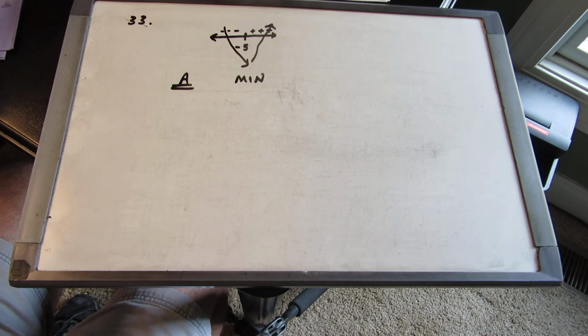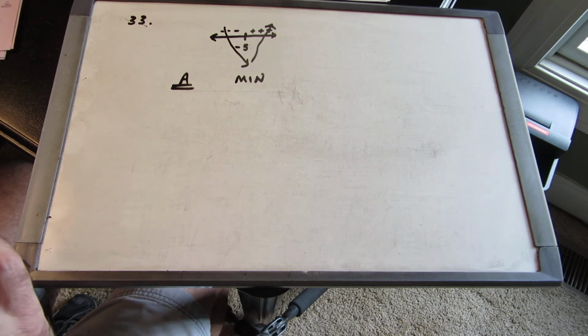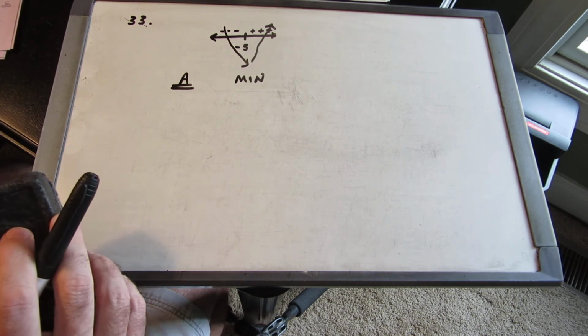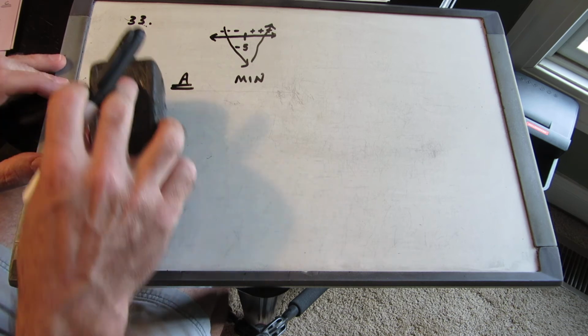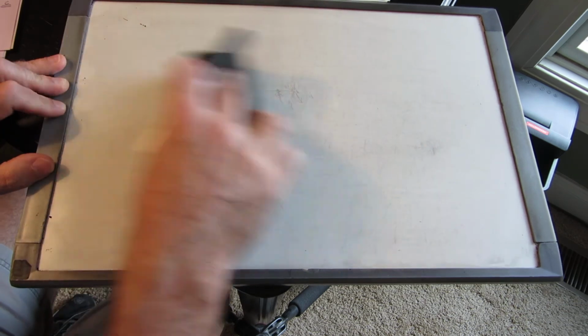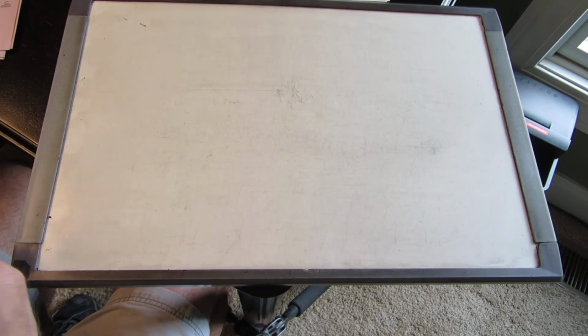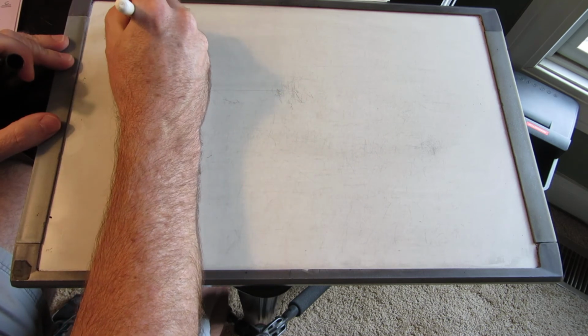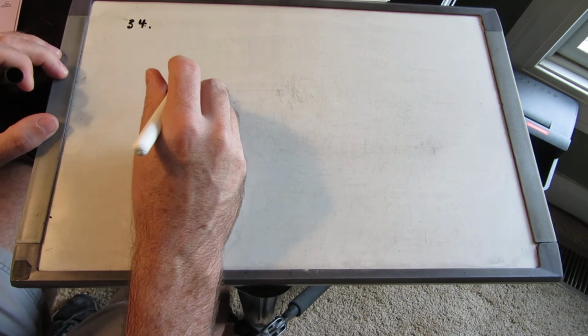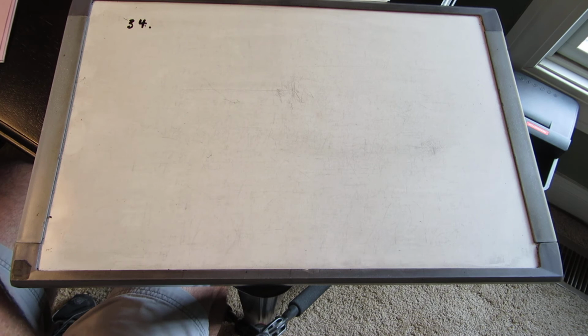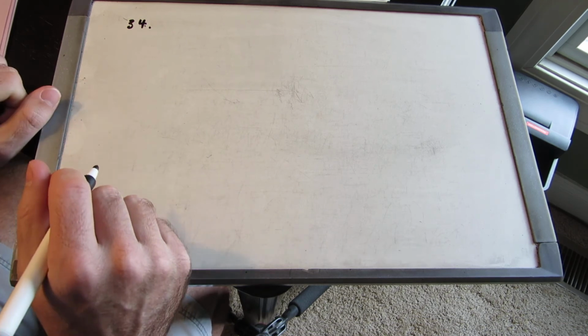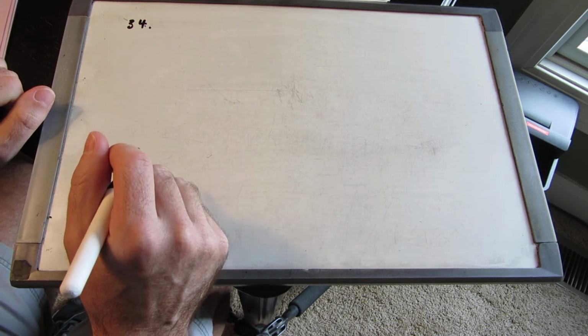Alright, so definitely not a calculator type problem. You can zip through that pretty quick if you can remember to draw the sign line. Alright, number 34. Okay, number 34, we just got to go through those.